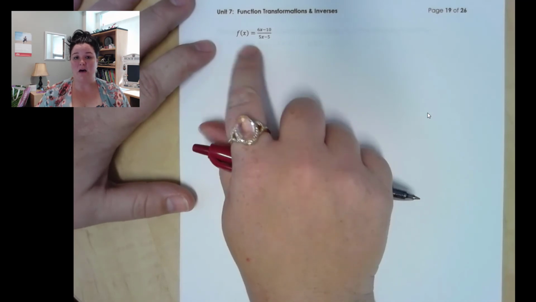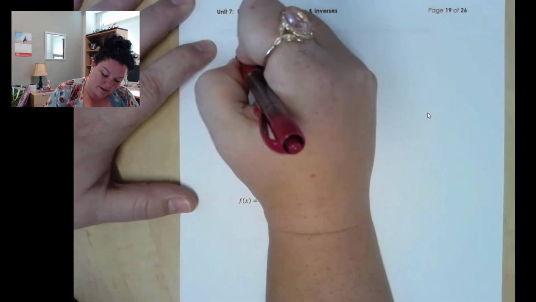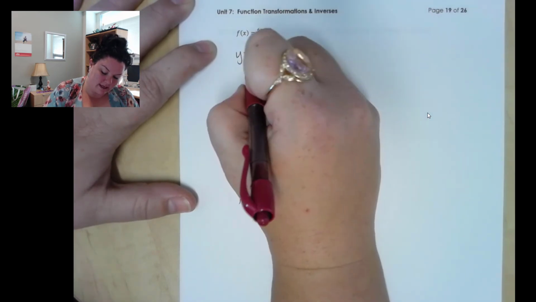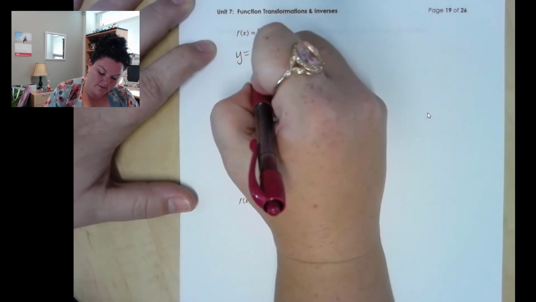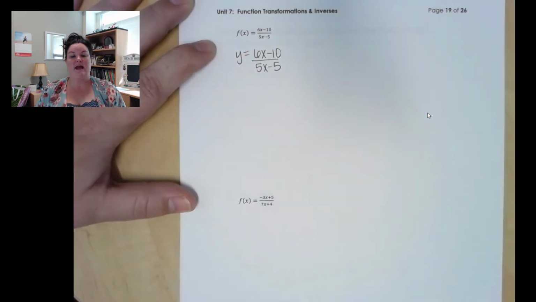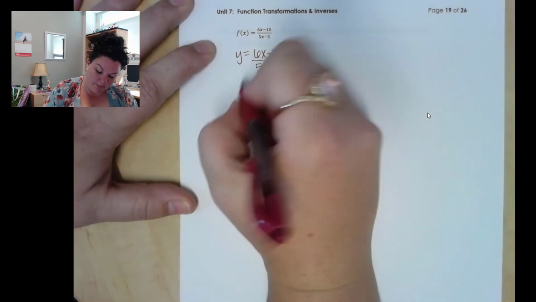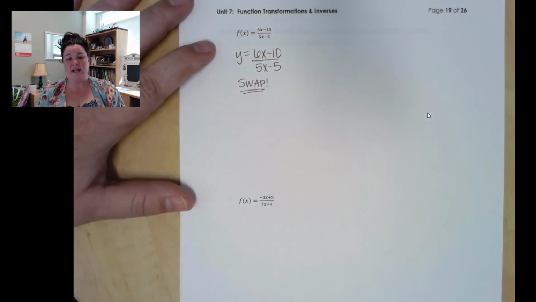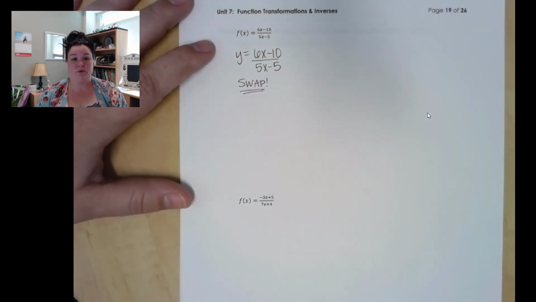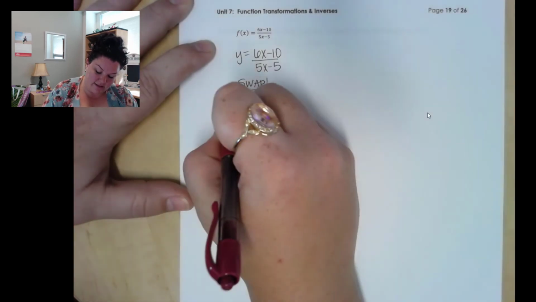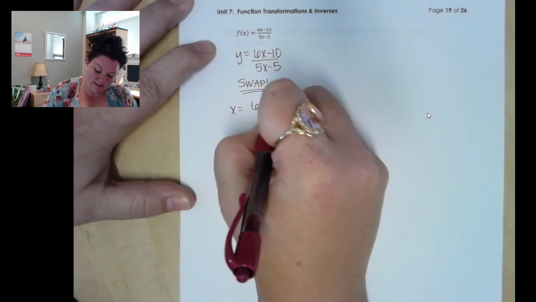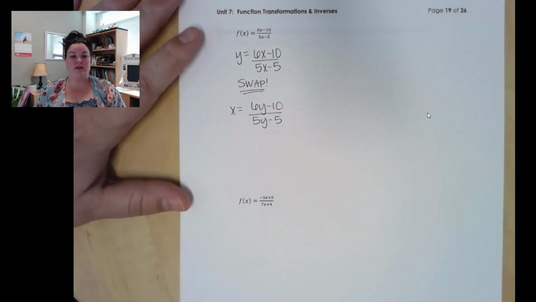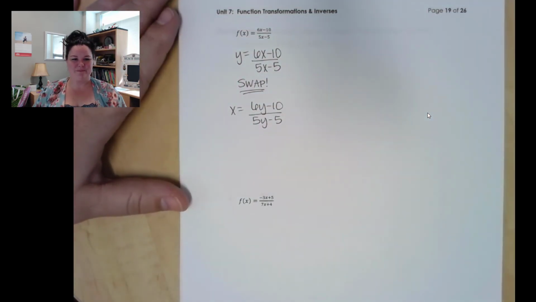First thing we do is take it out of function notation by replacing f of x with y. So I have y equals (6x minus 10) over (5x minus 5). And then we swap our variables. So everywhere we see an x, we're putting a y. Everywhere we see a y, we're putting an x. So I have x is equal to (6y minus 10) over (5y minus 5). So just replacing and swapping those variables, right?